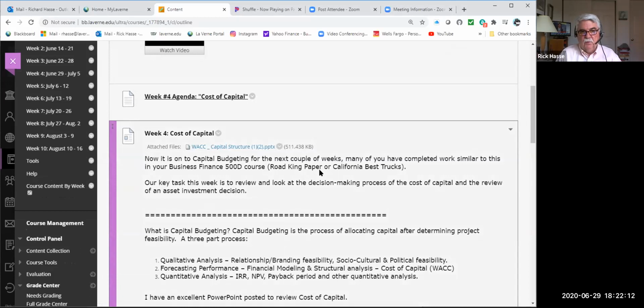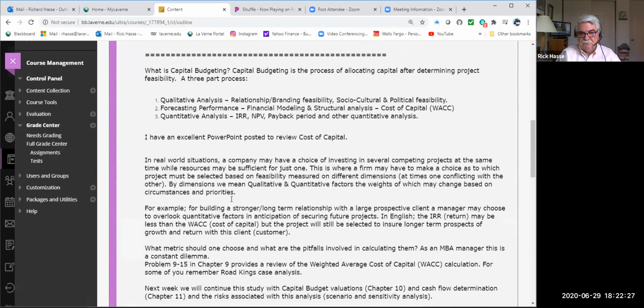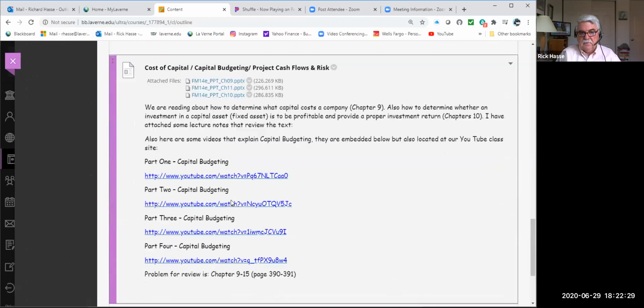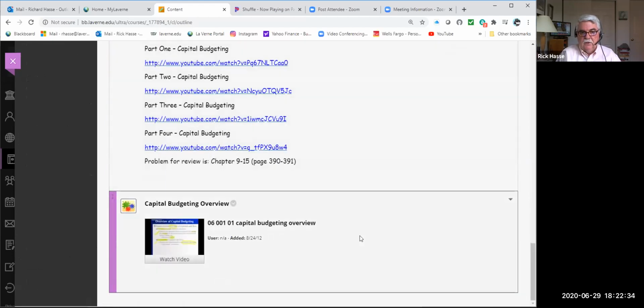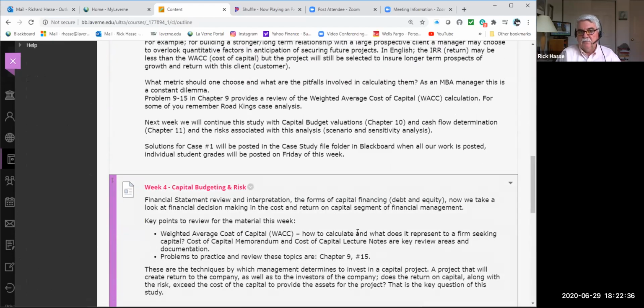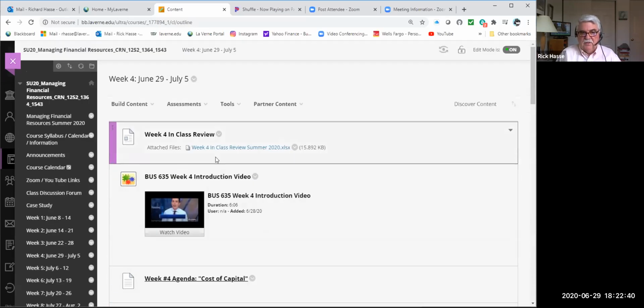A couple other things to point out. After we do some work in this worksheet, I'm going to have a lecture on WACC, refresh our memories, and the capital structure. It's going to be based on this PowerPoint presentation, just so you note that for the future. Here are the PowerPoints of the chapters, and also you can look at a video. And this is for review later on. But let's take a look at this spreadsheet, week 4 in-class review.